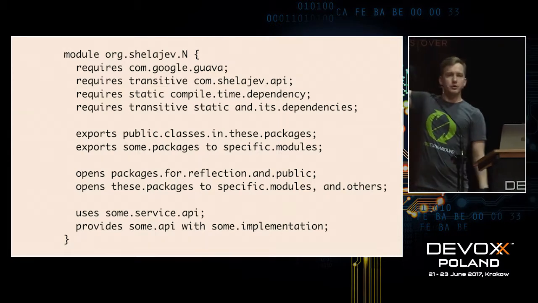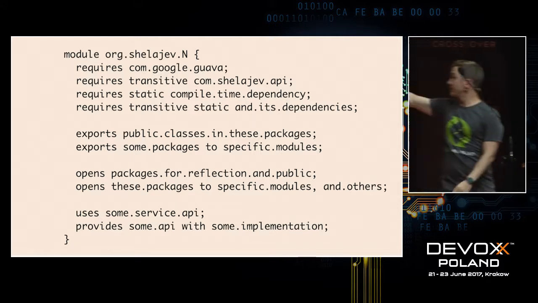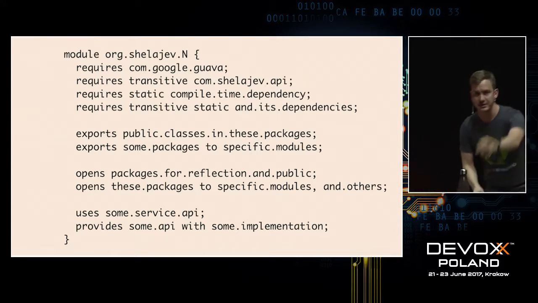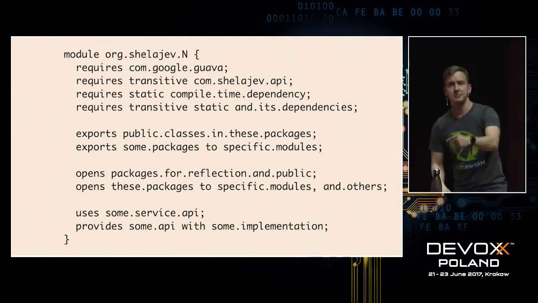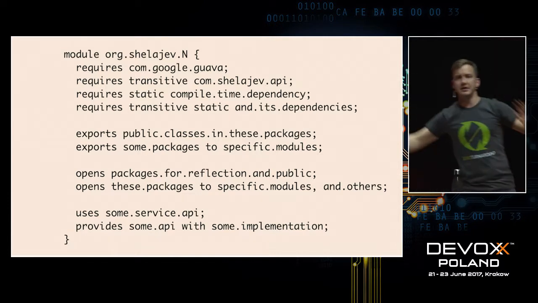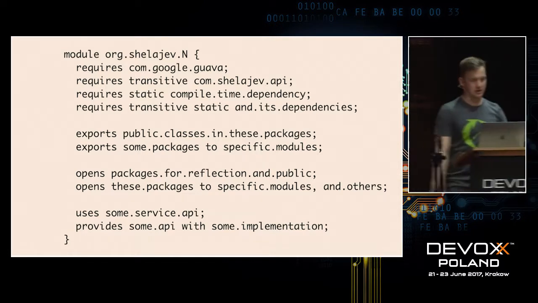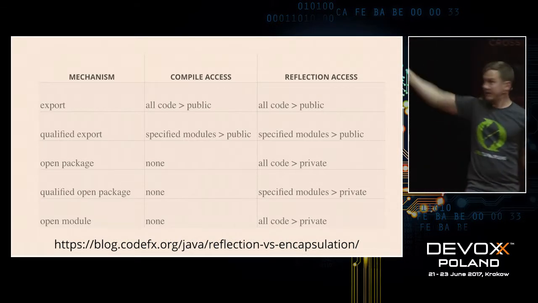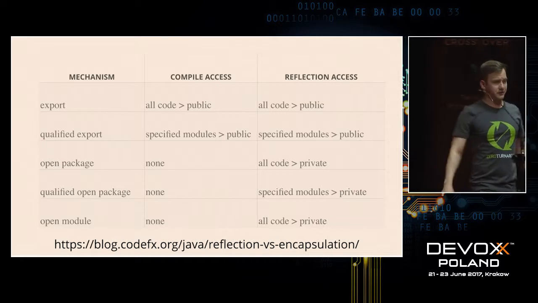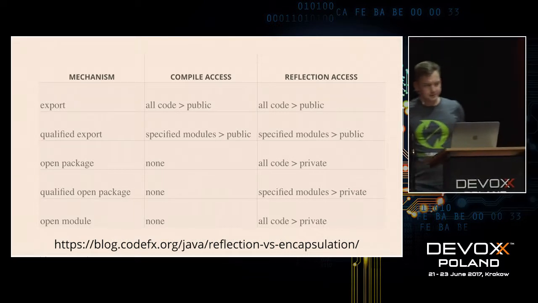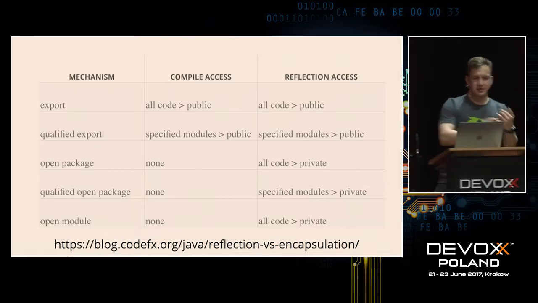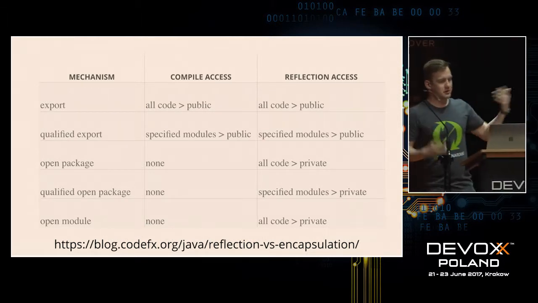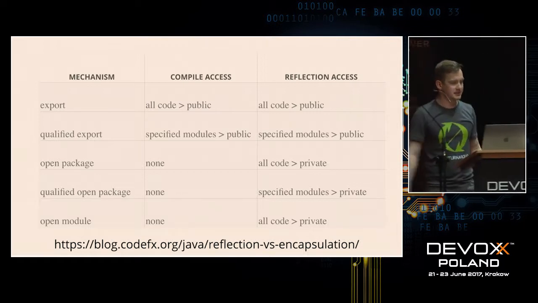You can also open the module to everyone, absolutely everyone, using the opens keyword, and that will give access not only to public methods, classes and fields in the packages, but everything in that module will be open for manipulation. A good summary of what it all means is this table, or you can read it on the blog of Nicolai Parlog, or in his book. But basically, exports means all code can access public members. Opens means that everyone can access everything.